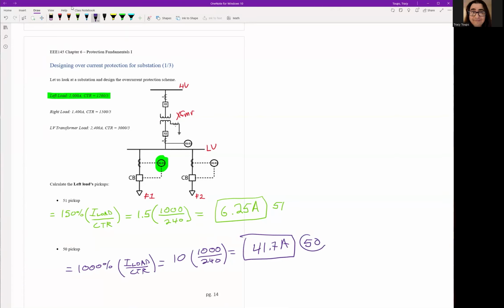Okay, so 50 relay and then our 51 relay. Now you can see right here, I have a 50/51 because I typically package one relay, but over here I just want to make sure 6.25 is a 51 element pickup, and 41.7 is a pickup for the 50 element. Okay, so that's a left-hand load. We've got to pretty much do this a few more times.